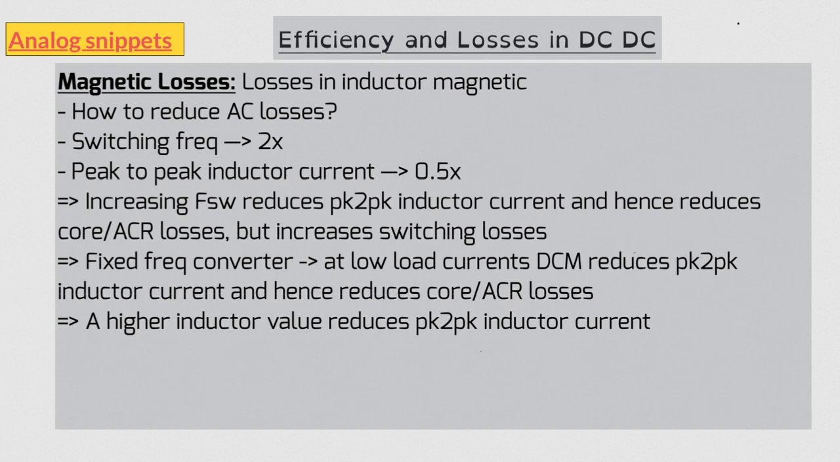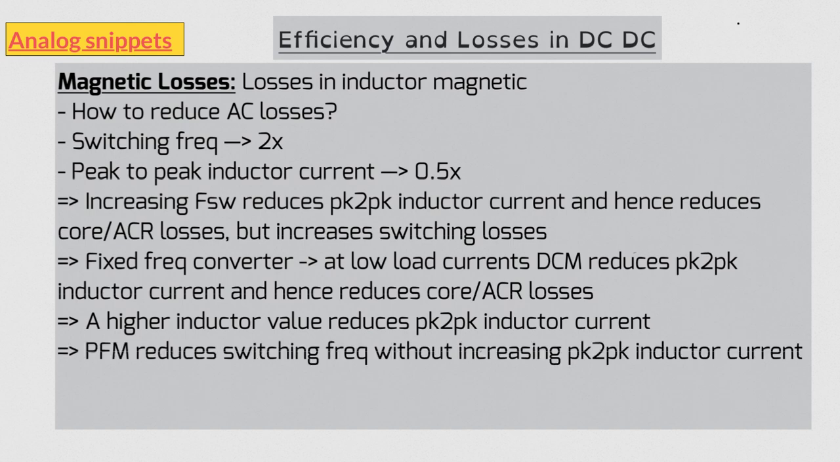By far the most efficient way to reduce core losses at low load current is to operate in PFM. At extremely low load current, you can reduce the switching frequency quite a lot, potentially without increasing peak-to-peak inductor current. So operating in PFM in general reduces all kinds of losses.